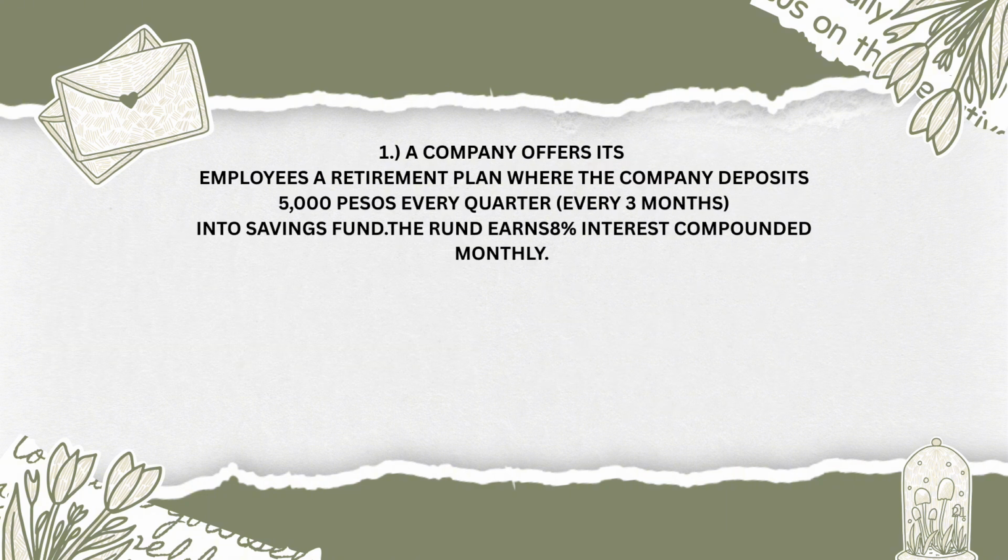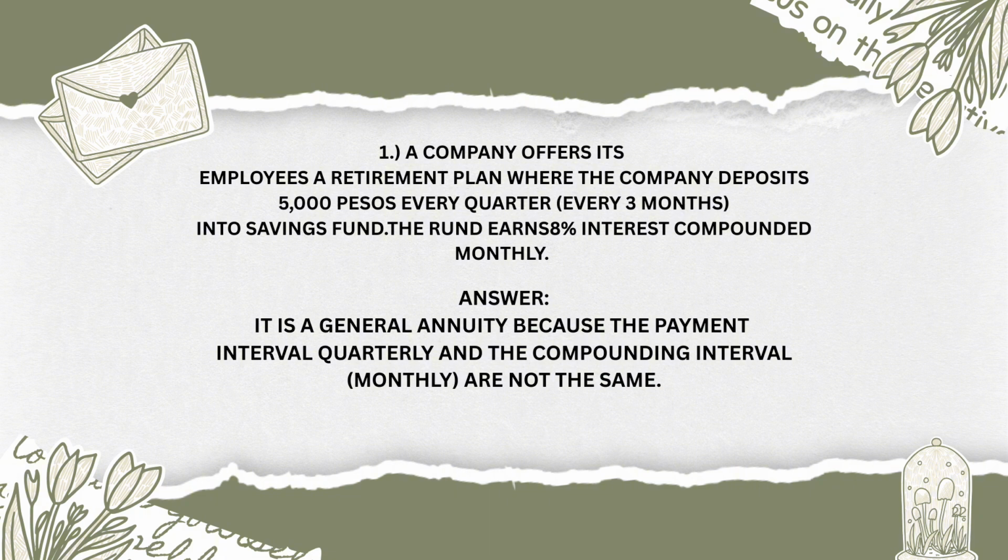For more understanding about the lesson, let's identify whether the following situations are general annuity or simple annuity. For number 1, a company offers its employees a retirement plan where the company deposits 5,000 pesos every quarter, every 3 months, into a savings fund. The fund earns 8% interest compounded monthly. You just answer if it's general annuity or simple annuity. I will give you 3 seconds to think. Okay, so the answer is general annuity because the payment interval, quarterly, and the compounding interval, monthly, are not the same.